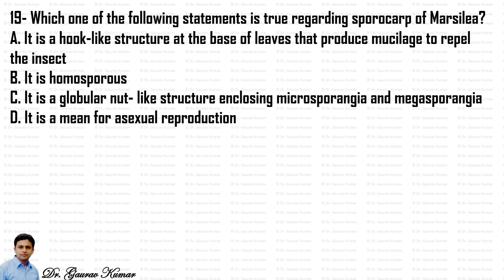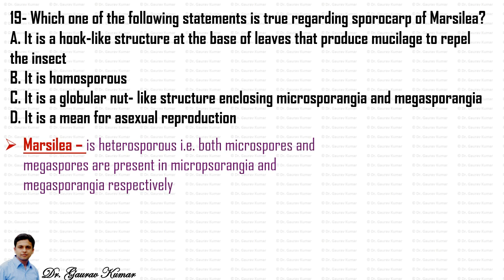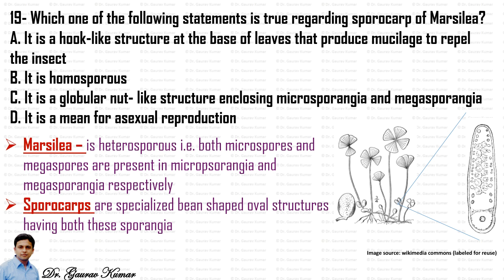The following statement is true regarding the sporocarp of Marsilea. So let's read a little bit about Marsilea. Marsilea is heterosporous, that is, it has both microspores and megaspores, which are present in microsporangia and megasporangia respectively. The sporocarps of Marsilea are specialized bean-shaped, globular, nut-like oval structures, as you can see on the right hand side, which have both of these sporangia, that is both the microsporangia as well as megasporangia. So the answer is option C, that it is a globular nut-like structure enclosing microsporangia and megasporangia.